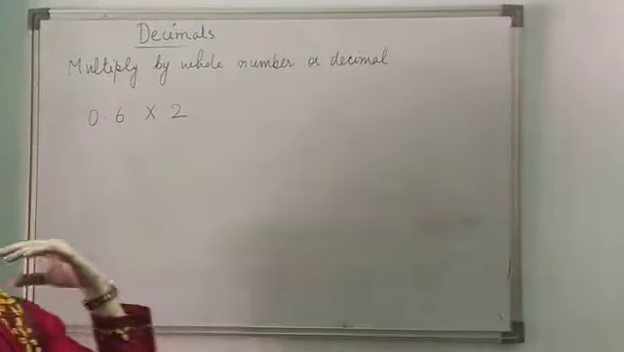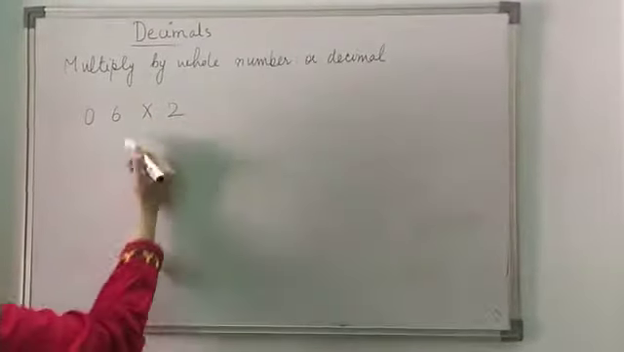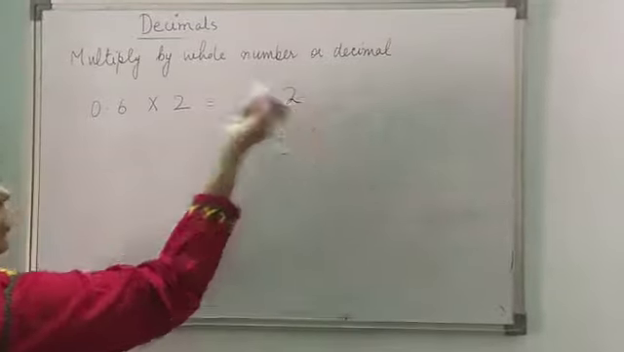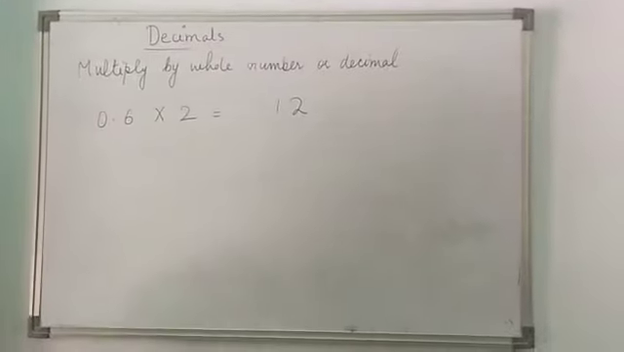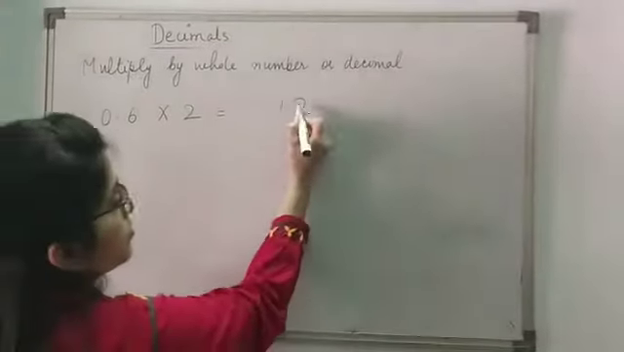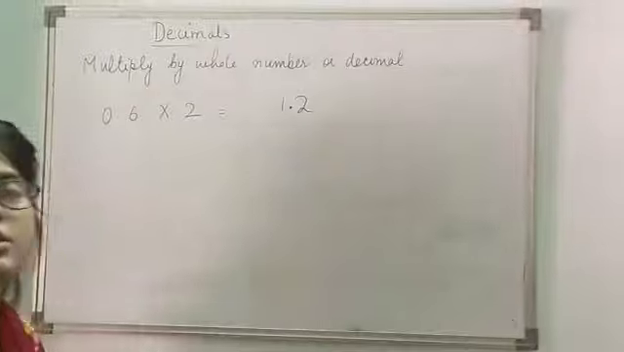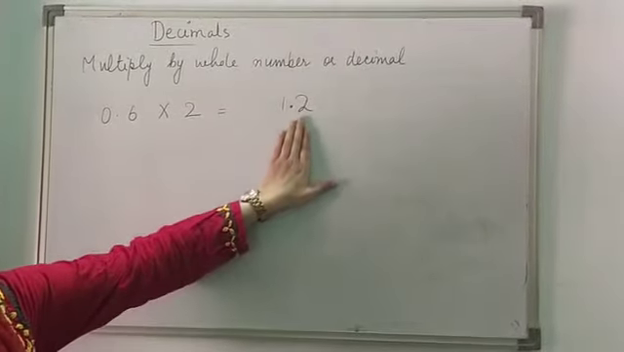you have to first of all ignore the decimal and multiply the whole numbers first. That is your 6 2s are 12. Once you multiply the whole number, after that you have to see how many decimal places there are. Here there is only one decimal place, so you will put the decimal just after one digit. Got it? That will be one decimal place only.